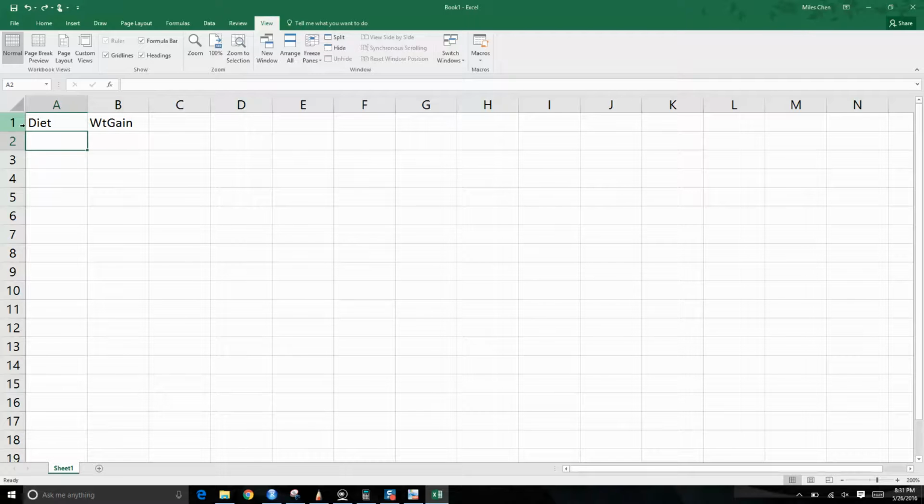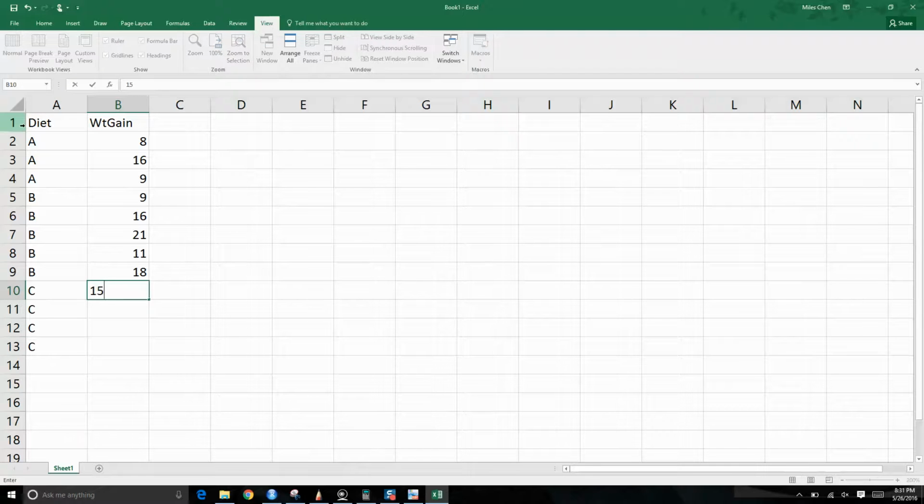Okay. All right, and so I'm going to put diet A, and say the weight gain was 8, 16, and 9, and then under diet B, we have these weight gains: 9, 16, 21, 11, 18. And then diet C, the amount of weight gain was 15, 10, 17, and 6.